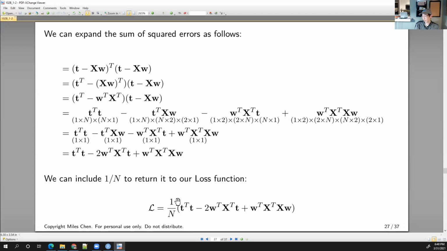I can multiply 1 over n times it, and we're going to get our loss function here. So here I'm just expanding out T minus XW transpose times T minus XW into this.